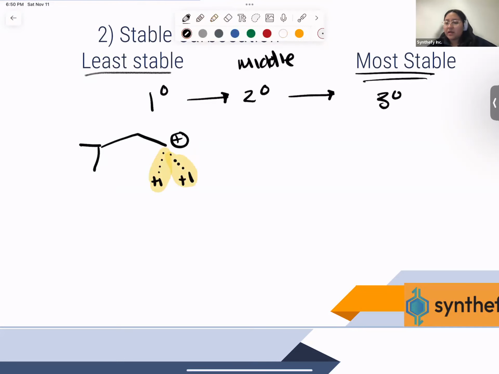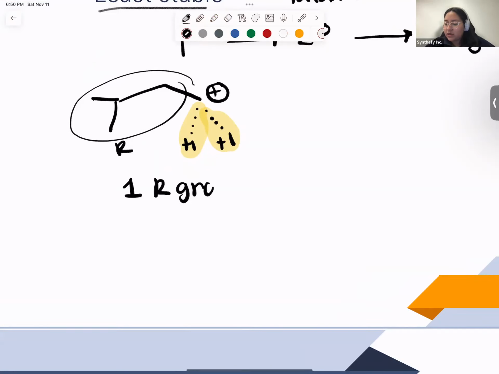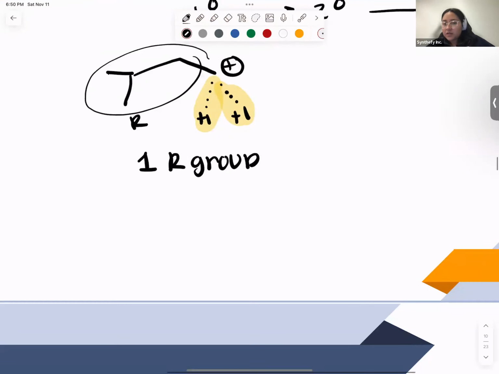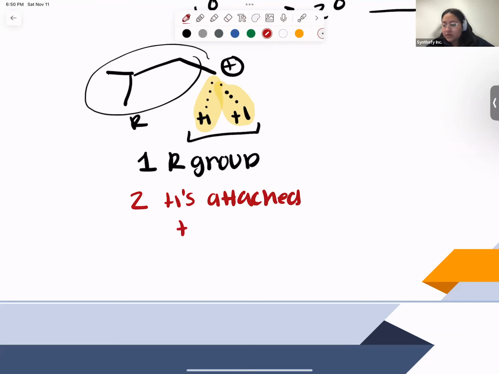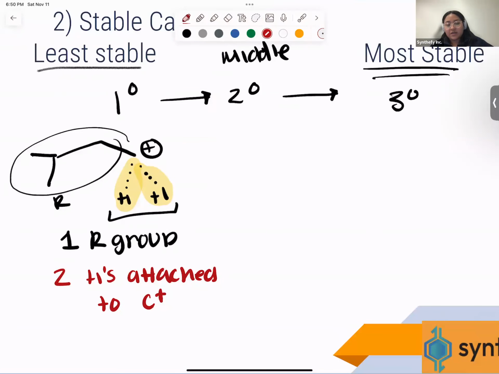So why is this called a primary carbocation? It's primary because this whole thing could be denoted as R. It's connected to one R group. Because it's connected to one R group, it is a primary. One R group, one primary. You can also look at it in terms of the amount of hydrogens that are connected to it. There are two hydrogens connected to that carbon, so it is a primary carbocation. Two H's attached to C plus. You can look at it in terms of R groups, or in terms of hydrogens that are attached to that area. Either one will work.